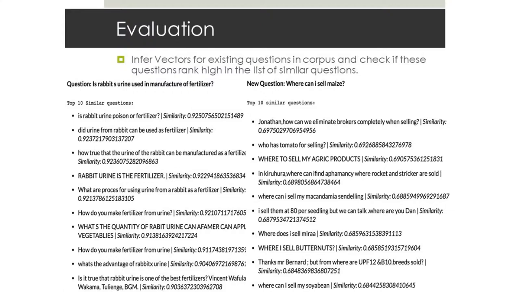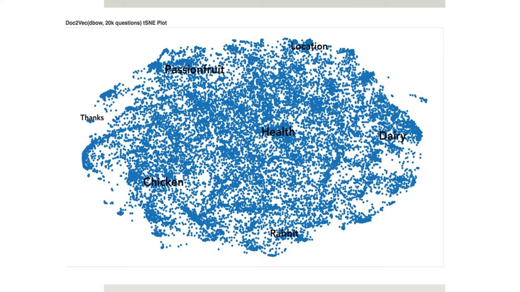Yes, so the next thing I did to try and understand more of what was going on in my data set was apply good old t-SNE. This was the result I got from t-SNE. And it did do a good job in terms of putting similar questions together.